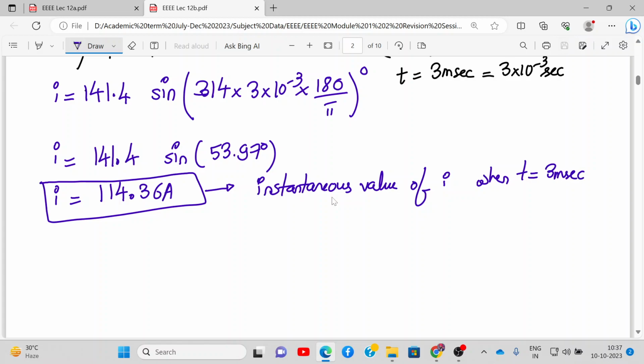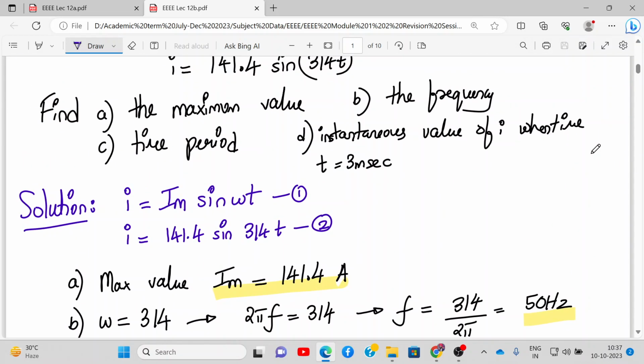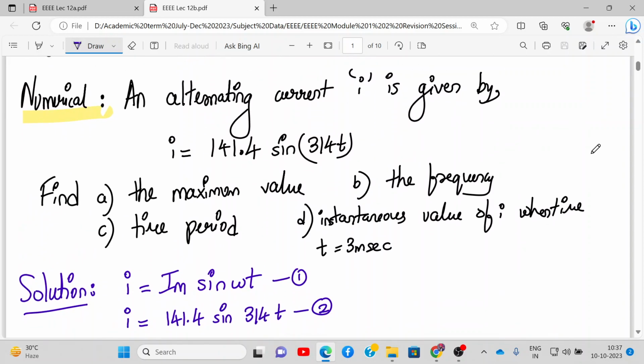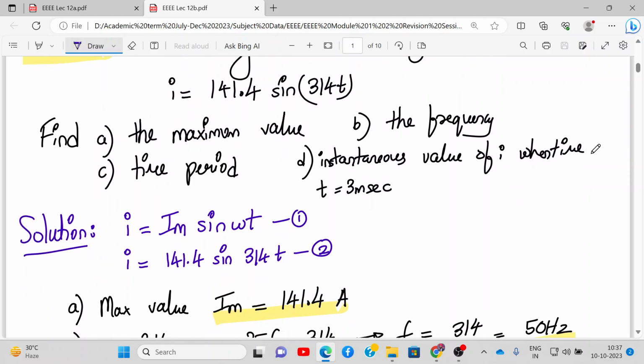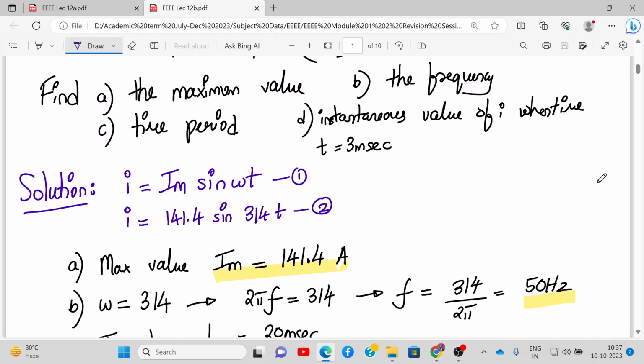So this is how you calculate the instantaneous value of an AC quantity, that is AC current. And that's all for this lecture. I hope we have made the concepts clear to you. First we have discussed the generation of AC voltage. Okay, then the standard form of AC quantities, AC voltage or current. Then we have seen the various AC terminology, and we have solved one numerical based on the standard form of alternating quantities.